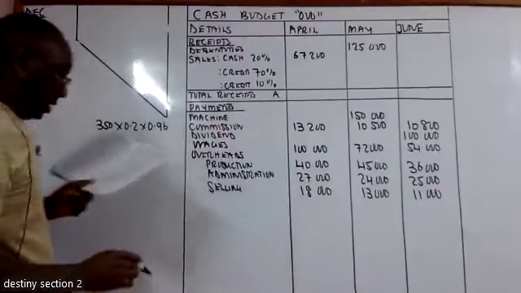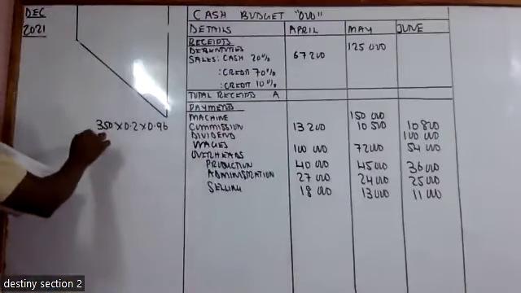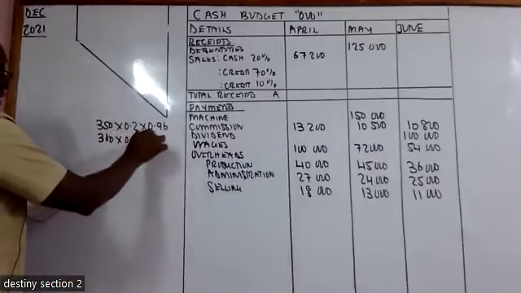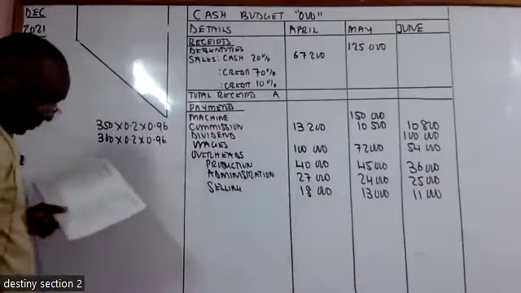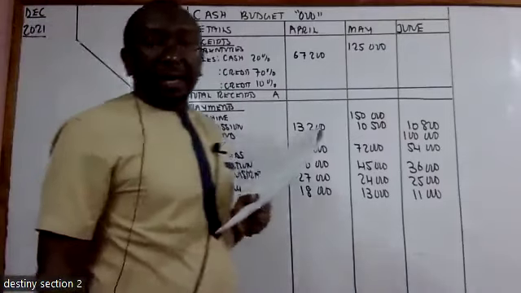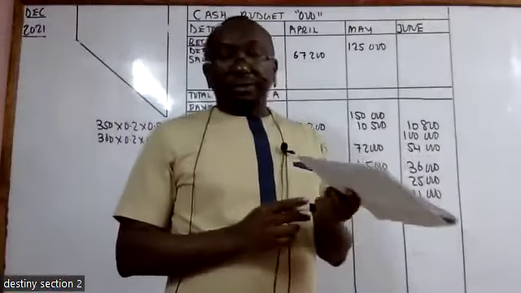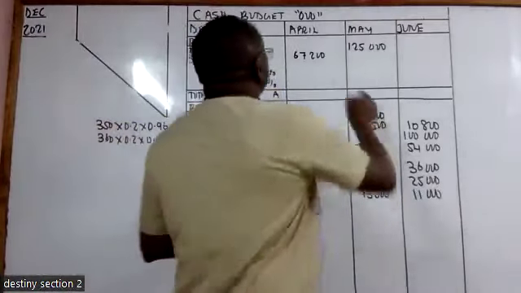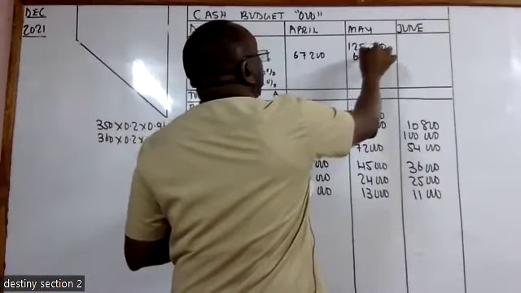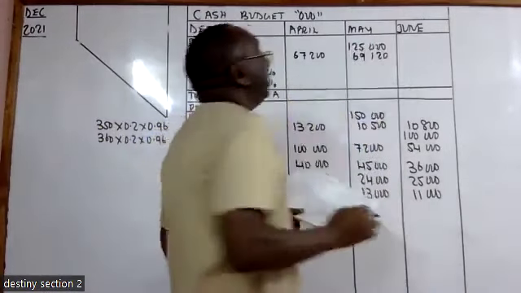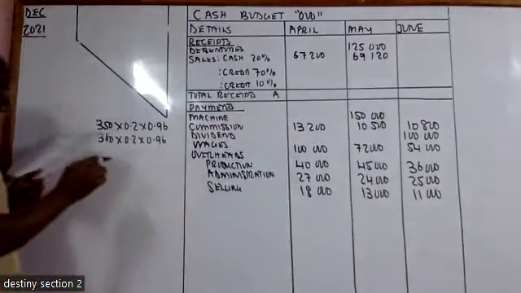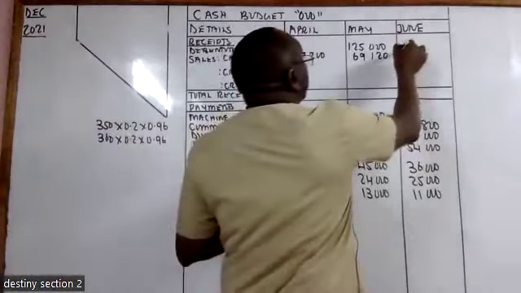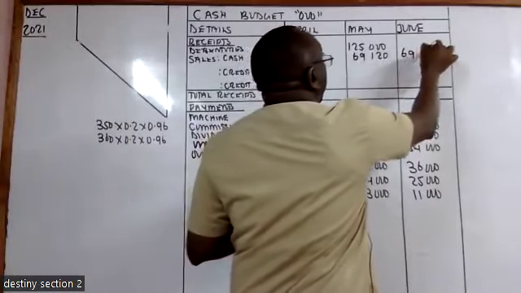Let us do the same in May. 360 multiplied by 0.2 multiplied by 0.96. They are enjoying a discount. 69,120. And then the same thing with June, 69,120.